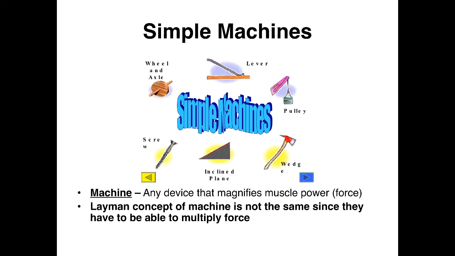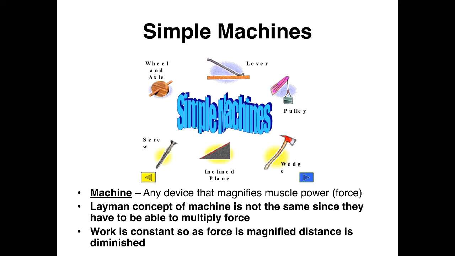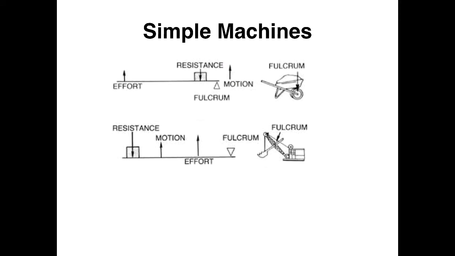Now, the other thing to remember about machines is that since work is constant, energy can't be created or destroyed. So, as the force is magnified, the distance over which that force is applied has to be diminished. And we will see how this works out as we look at some of the various machines in this lecture. So let's take a look at some different types of machines.